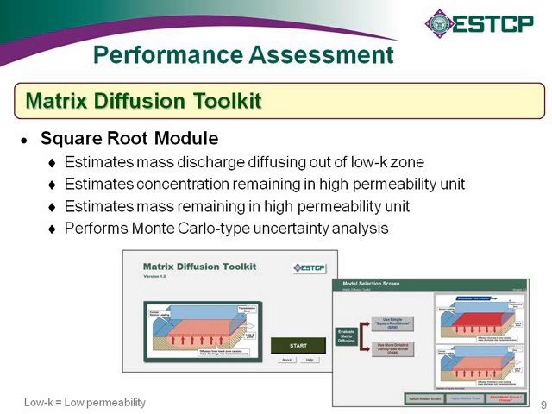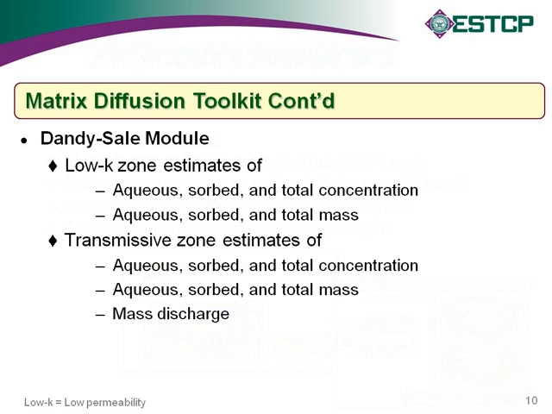Okay. And so this first model is the easy one. You can do it on your calculator, but it leaves some of the picture dark. You really can't, in this particular model, look under the hood. You can't look in that low K zone and see what that distribution of contaminant is. The second module is what we call the Dandy Sail model. It has much more sophisticated mathematics, a lot more complicated, but then you can go in there and look at the aqueous concentrations at any point in that clay that's been in contact with this matrix diffusion process, the total concentration, the mass, and it also tells you about the transmissive zone.